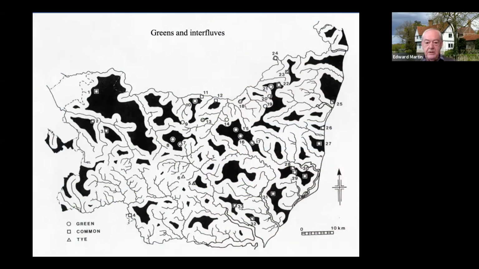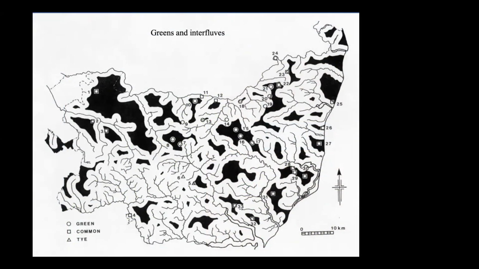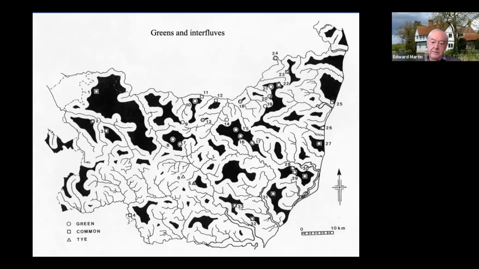And this map shows interfluves, the areas between the main drainage. And this is where most of the big greens can be found, linked to areas with problems with undrained soils. And so you can grow grass on them, you have a green.